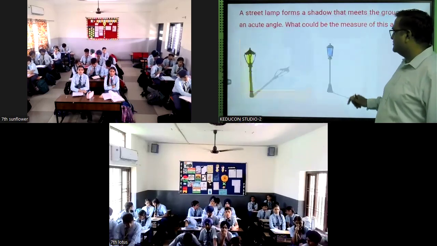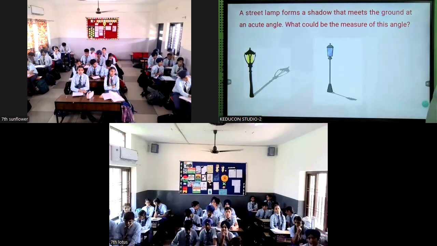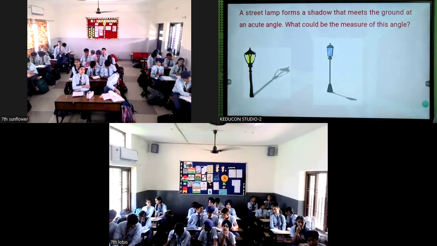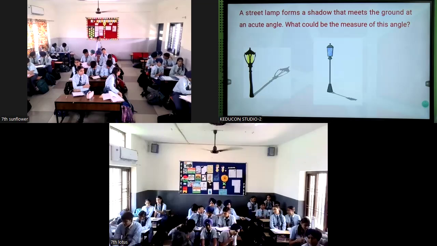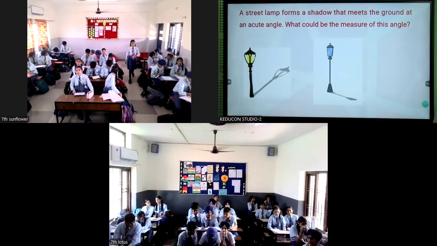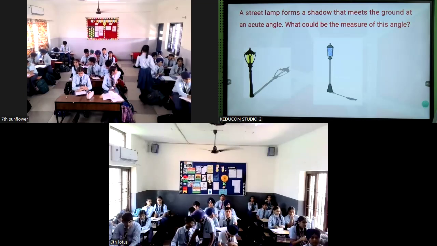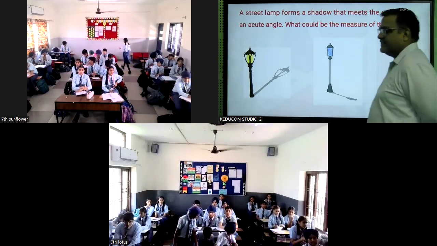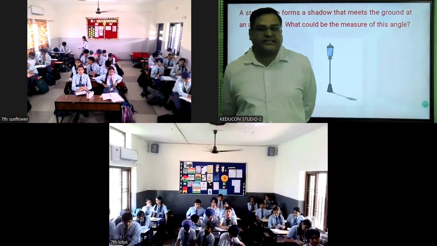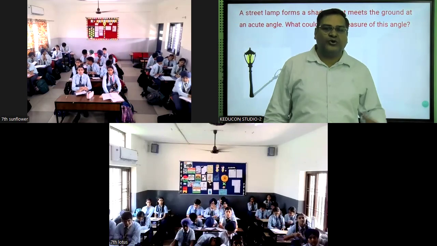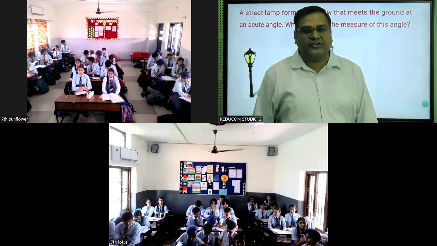Next, just see this question. A street lamp forms a shadow that meets the ground at an acute angle. Right? What could be the measure of this angle? See, students, if you are standing और आपके पीछे से लाइट आ रही है, so your own reflection will be formed, or your shadow will be formed.